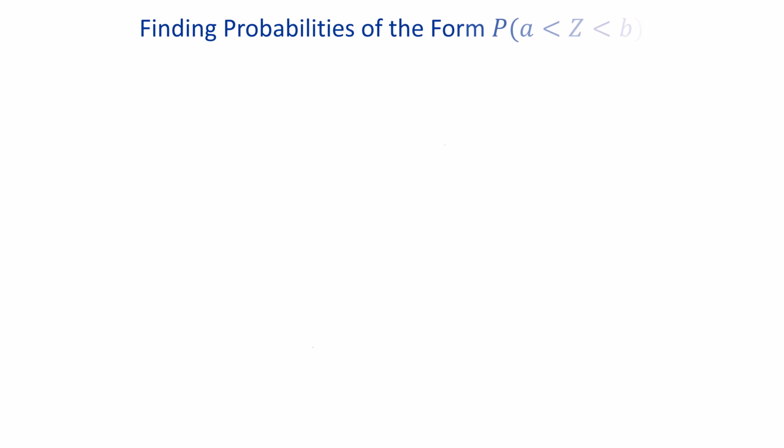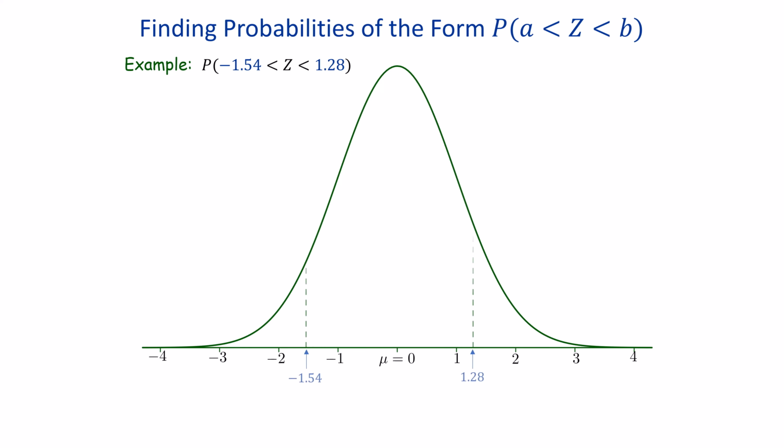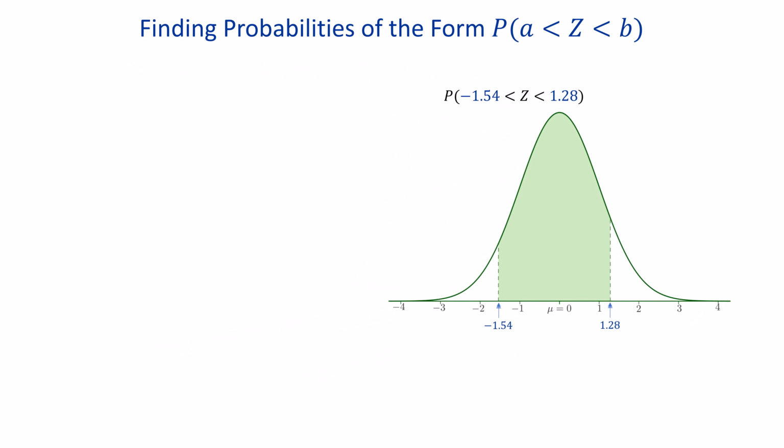Next, we want to look at how to compute probabilities where z is between two specific values. Probabilities of this form will require looking up two z-scores on the table. Let's say we want to find the probability that z is between negative 1.54 and 1.28. Let's graph and label the standard normal distribution. Here we shade the area between negative 1.54 and 1.28. Now let's look at this carefully.